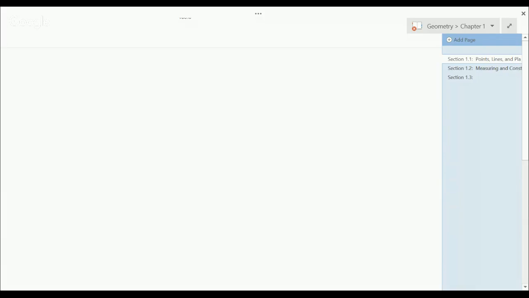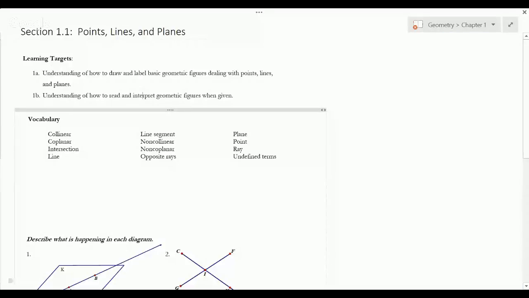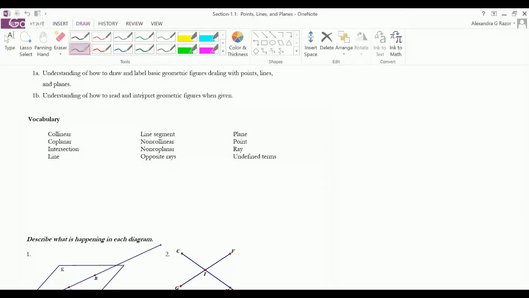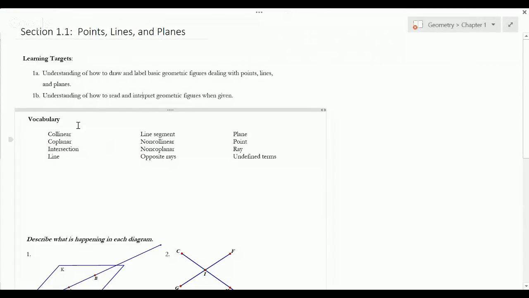Okay, so what we're working with today is points, lines, and planes. You have some different vocabulary that we have to be able to use. And so collinear right here, remember this is just points on the same line. So if I have a line, things are collinear if they're all on the same line. Coplanar means that they're on the same plane, so same idea. If this is my plane, then they're all on this plane.